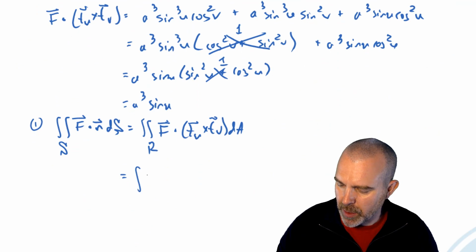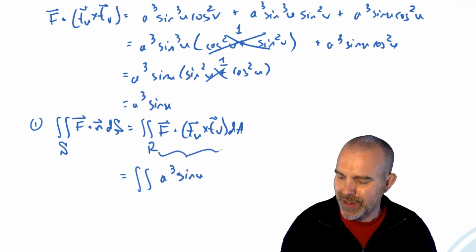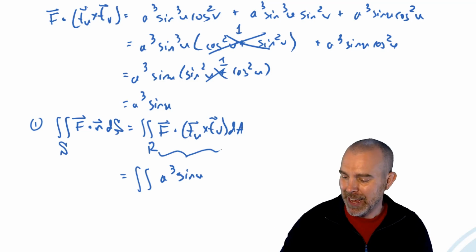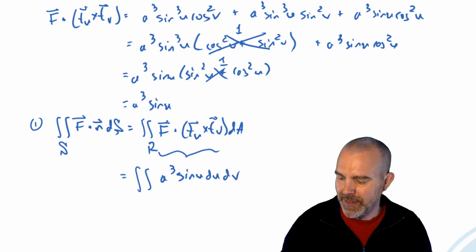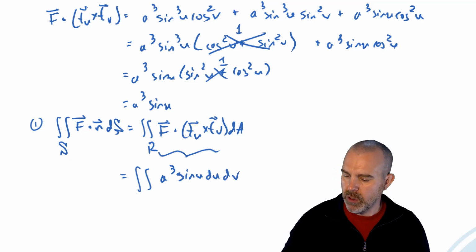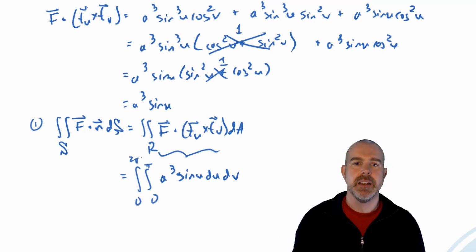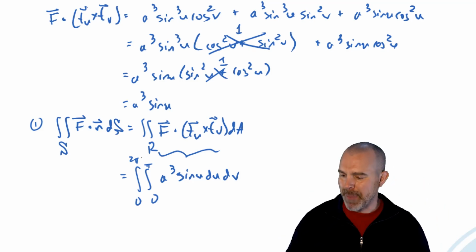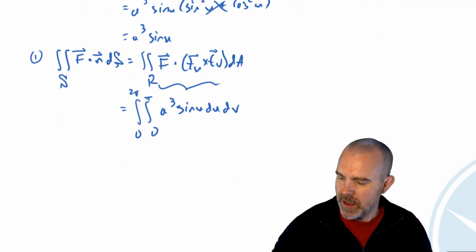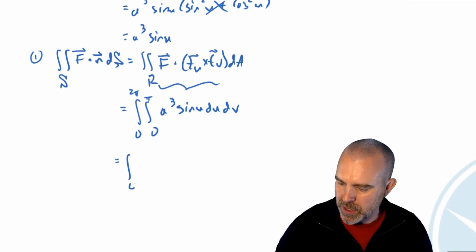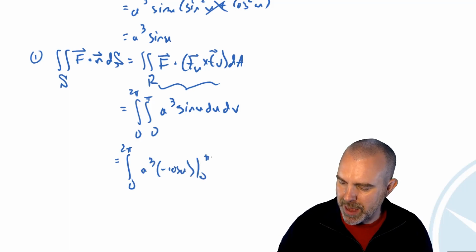Okay, so double integral of a cubed sine u. All of that work, we just get a cubed sine u, not too bad. du dv, and then u goes from 0 to pi, and v goes from 0 to 2 pi. Look at that. Beautiful, not bad at all. That's manageable, 0 to 2 pi, a cubed times negative cosine u from 0 to pi dv.